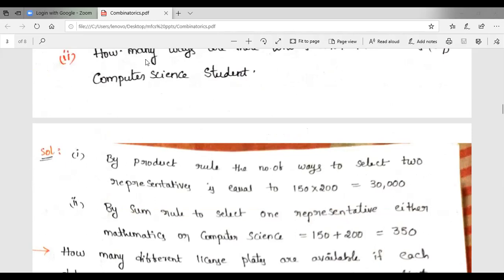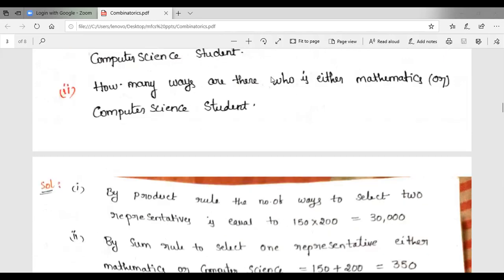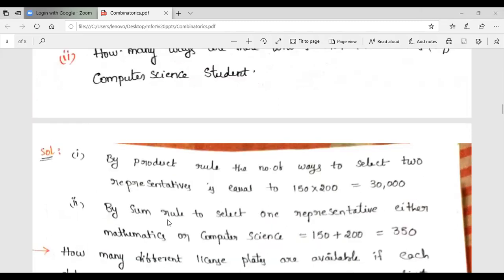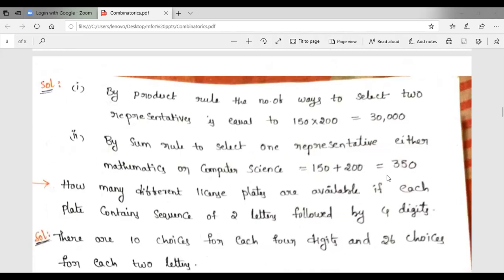The second question: how many ways are there to select one who is either a mathematics or computer science student? Any one of them, either mathematics or computer science. By the sum rule, to select one representative either from mathematics or computer science, the possibilities are the total of these two: 150 plus 200, that is equal to 350.